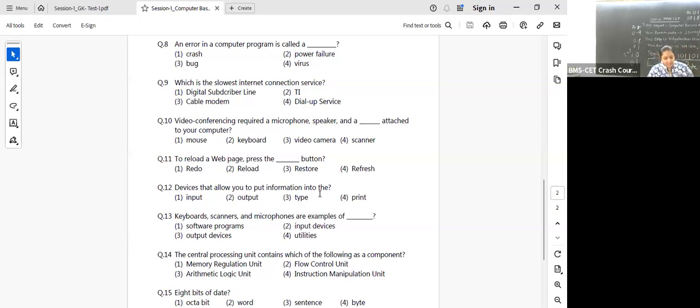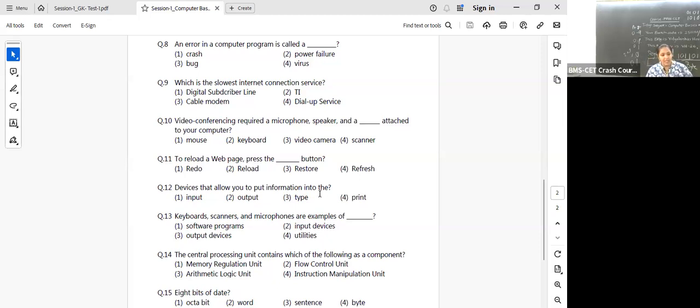Next one, the central processing unit. क्या था उसका short form? Arithmetic logic unit. C, central processing unit. वो diagram याद करो. Yes, CPU. Okay, the CPU contains which of the following as a component? Yes, there was ALU, right? Arithmetic logic unit.